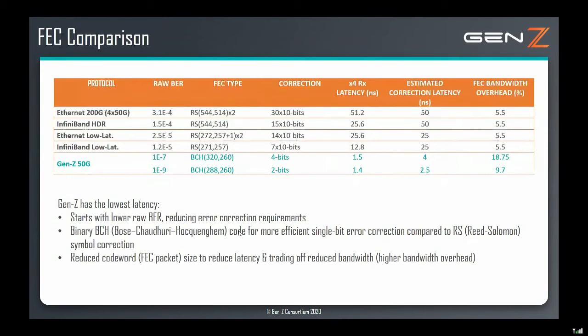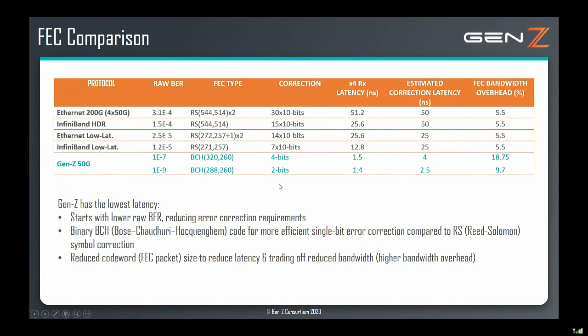This is a slide showing a comparison of forward error correction in the industry. Things to note are the raw BER that we talked about. Gen-Z is lowering the channel length and reducing channel loss, and as a result, the raw BER is much lower compared to Ethernet. We got 3.1e-4 compared to 1e-7 and 1e-9. As a result, there's a lot less correction that needs to be done. It's only 2-bit correction compared to 300-bit correction for 200 gigabit Ethernet.